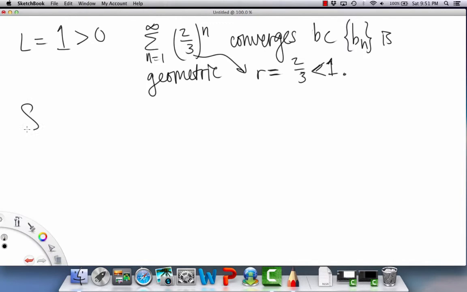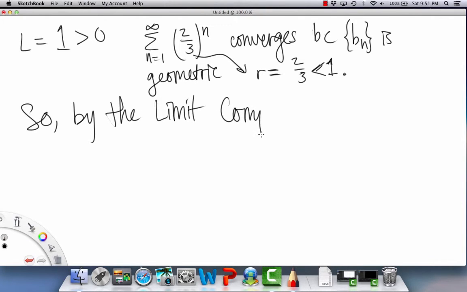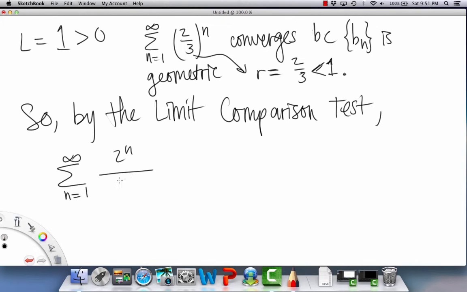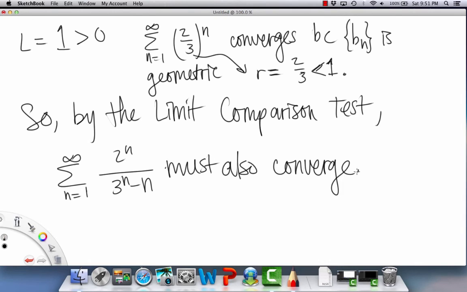So, here's our big so. By the limit comparison test, our original sum of 2 to the n over 3 to the n minus n must also converge. Okay? All right, now moving on to 11.4.